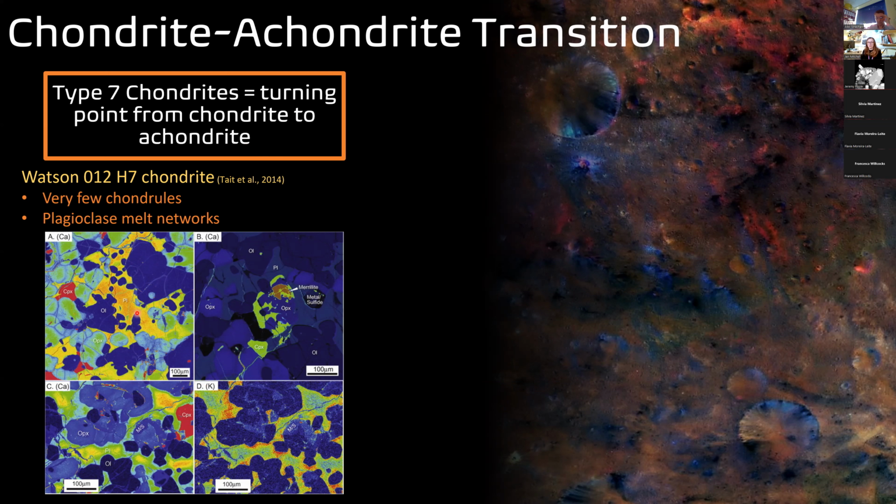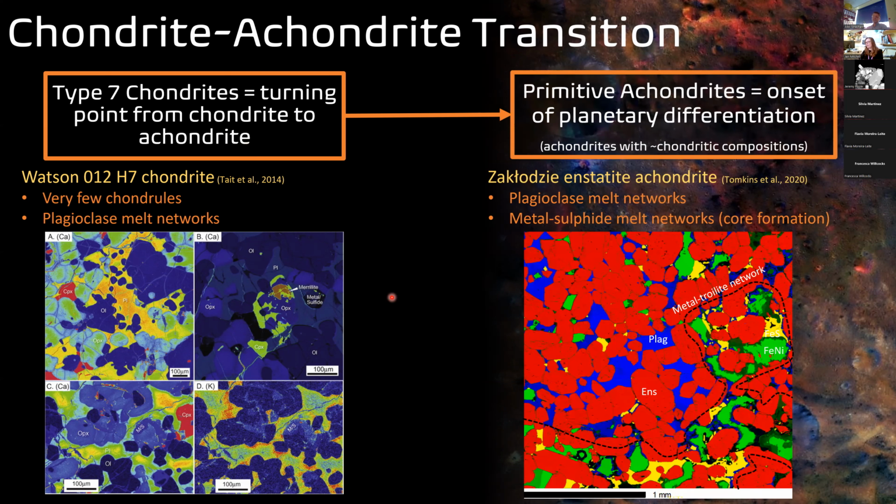But we're also starting to get these melt networks forming. So all this yellow stuff that's labeled with PL, that's plagioclase. You can start seeing how it's connecting all these little groups together. You get these consistent melt networks of plagioclase forming. Now, if you keep going with that heating process, eventually you hit your primitive achondrites. So these are achondrites, they're fully igneous, fully magmatic, but they have the same compositions as chondrites. So we know they came directly after chondrites did.